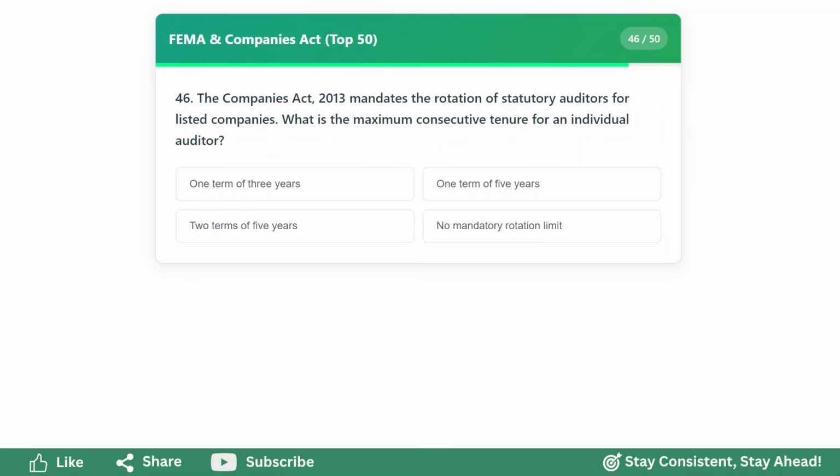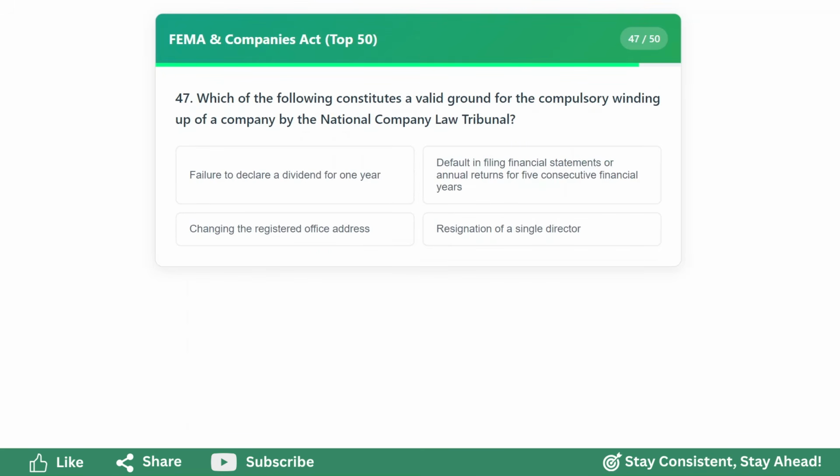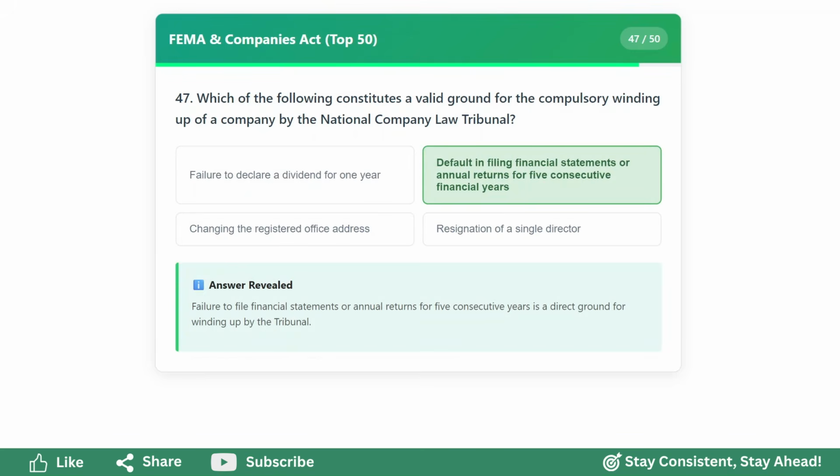The Companies Act 2013 mandates the rotation of statutory auditors for listed companies. What is the maximum consecutive tenure for an individual auditor? One term of 5 years. Which of the following constitutes a valid ground for the compulsory winding up of a company by the National Company Law Tribunal? Default in filing financial statements or annual returns for 5 consecutive financial years.